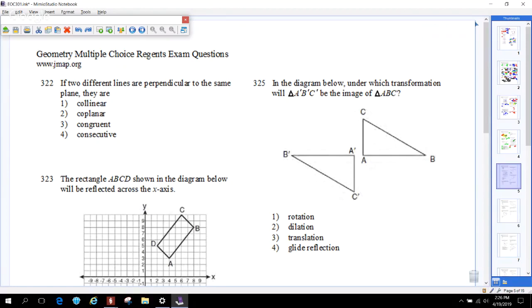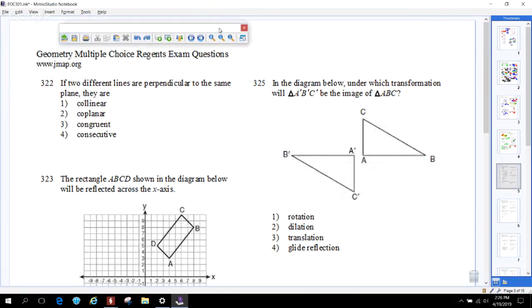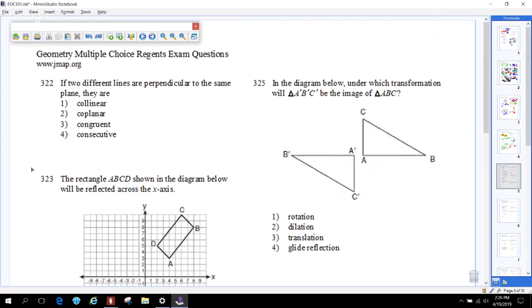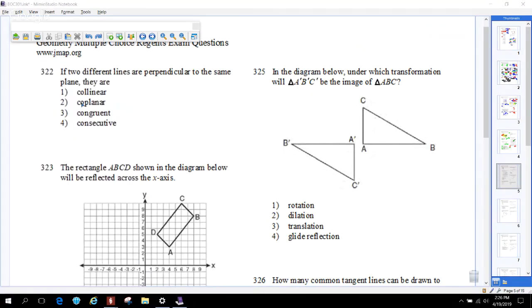So let's look. If two different lines are, hold on, there's a lot of noise outside. Okay, question 322. If two different lines are perpendicular to the same line, then they are. So this is one where we kind of just think of slopes. I'm wondering where my toolbar is all of a sudden. There it is. Okay, so let's look. Because it's perpendicular, we know perpendicular means that the slopes have to be opposite reciprocals.